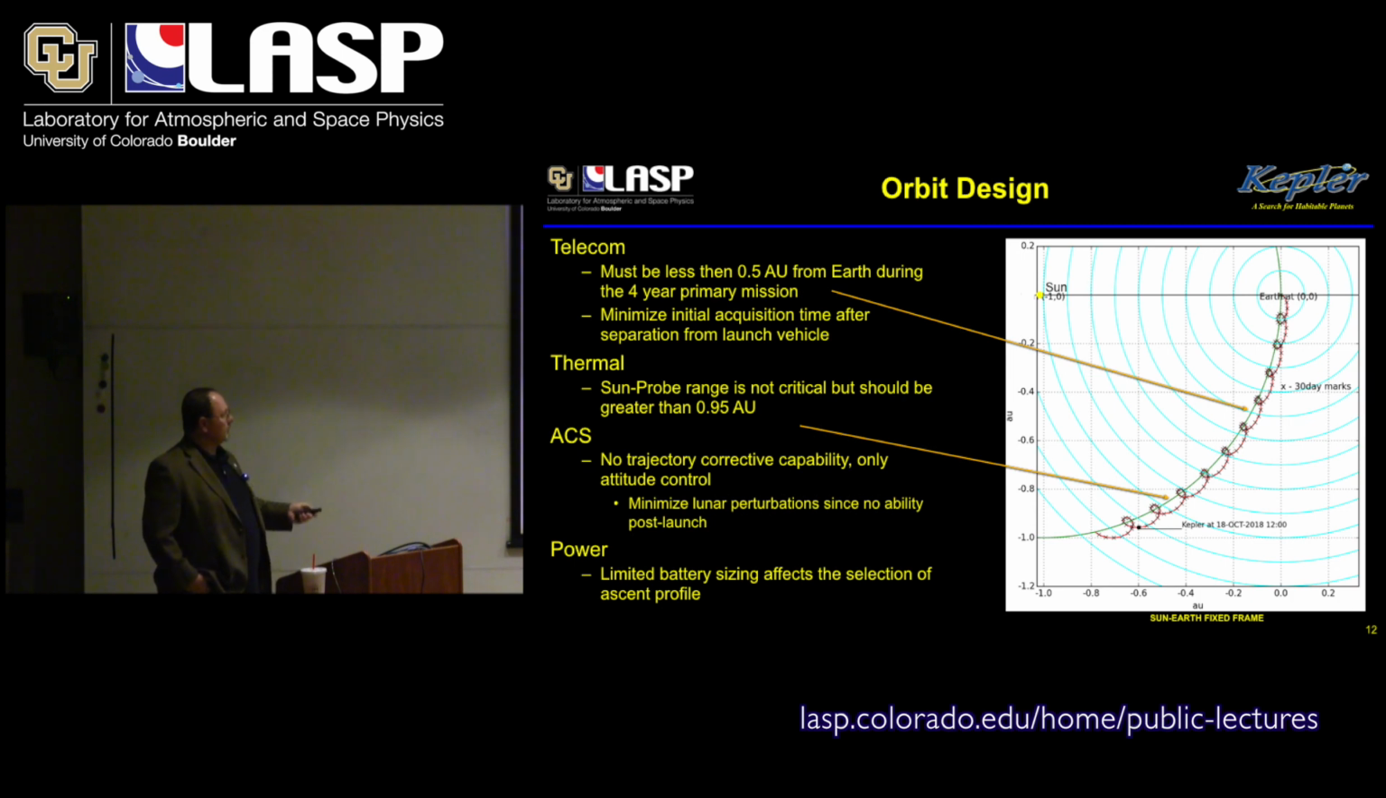And then the power was basically going to be limited by the fact that the battery was only sized. We're always going to have the solar arrays facing towards the sun. There is no eclipse, no opportunity for eclipse, and so the battery didn't need to be that big. It just needed to be able to regulate the bus.